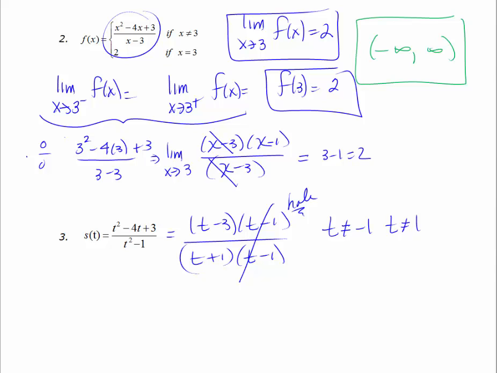But our intervals of continuity would be from negative infinity up to -1, union -1 to 1, and then 1 to infinity. Basically setting this up so that we exclude -1 and 1.